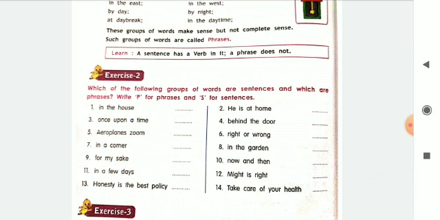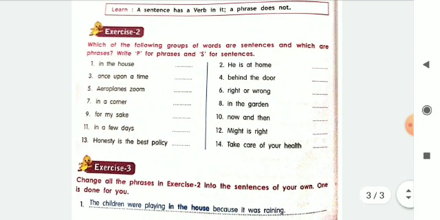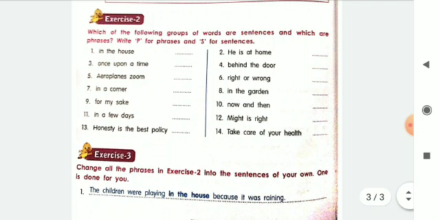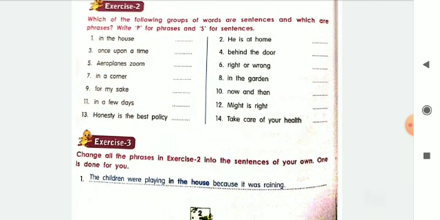Let us look at number 2. He is at home. What is this? It is a complete sentence. So here we write S. I guess you can do it. This does not look really difficult for me. So I want you to do exercise 2 on your own, the rest of the sentences. Exercise 3 also, please try to do it in the notebook like I told you.